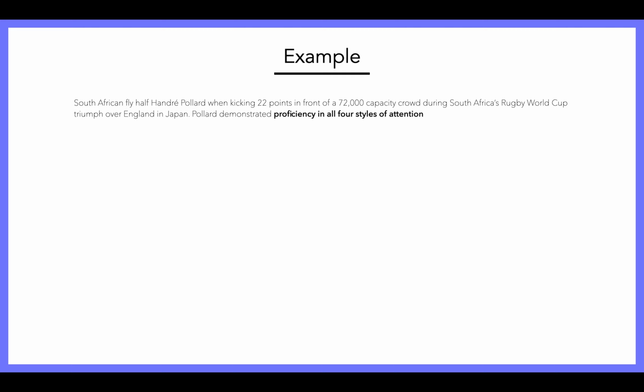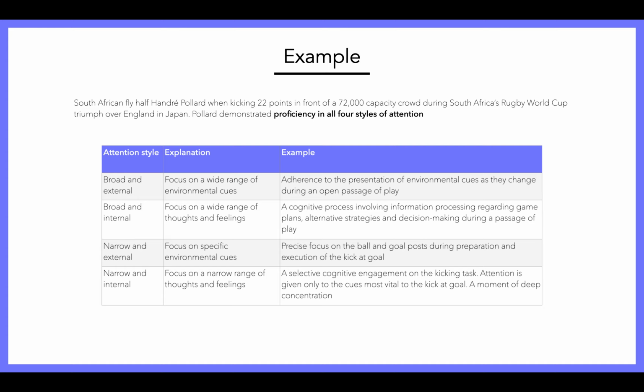So let's just look at what was linked with Pollard. I just put that all on in one go there because it's in a table. So as we know, broad and external, another explanation, and this is where you can pause, is to focus on a wide range of environmental cues or environmental stimuli, so that you could be just adhering to the presentation of the opposition defence that's constantly going to change during a passage of play. So if you're playing rugby, passing down the line, you're scanning that defence, looking for an opening, okay? But their defence is going to potentially change as you move the ball.